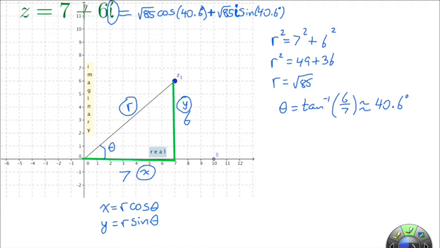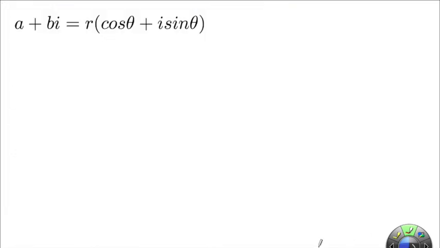And there's really not much use of changing it over, except it's really hard to find cubes and fourth powers of 7 plus 6i, and it's really not that hard to do it to the right-hand side. So polar form of complex numbers is only usable, that I can think of, for finding roots and powers of a complex number. All right, so here's the equation.